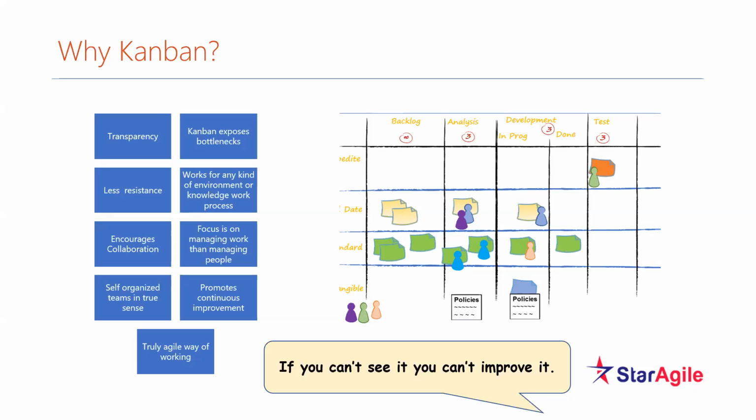Kanban exposes bottlenecks. As soon as you see the board, you can see that something is stuck, and you can determine why those bottlenecks are happening. It works for any kind of environment or knowledge work process. It focuses on managing work rather than managing people. You are managing the board, not telling people they should do this task or that task. It promotes continuous improvement, a truly agile way of working. There's a quote: if you can't see it, you can't improve it. That's what we are trying to say.